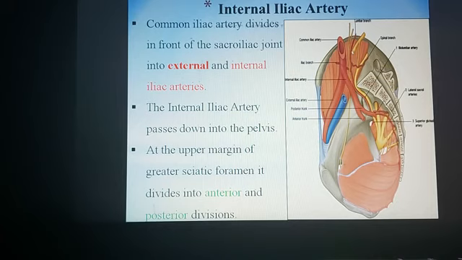The internal iliac artery passes down into the pelvis. At the upper margin of the greater sciatic foramen, it divides into the anterior and posterior divisions.